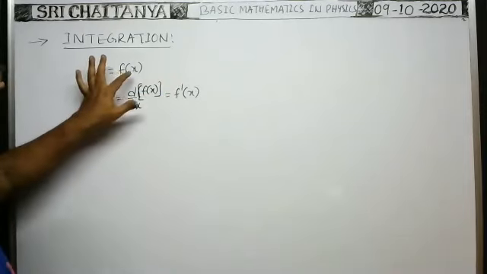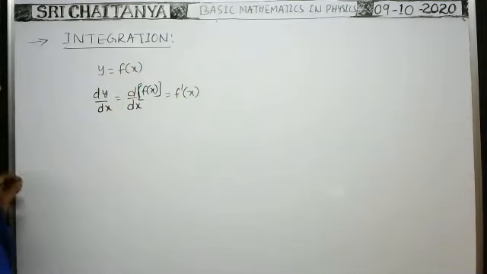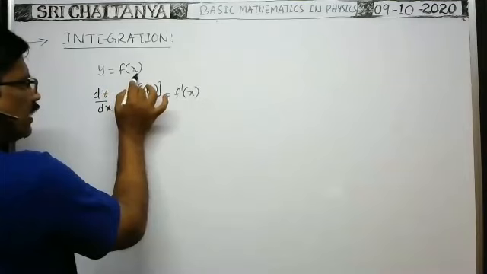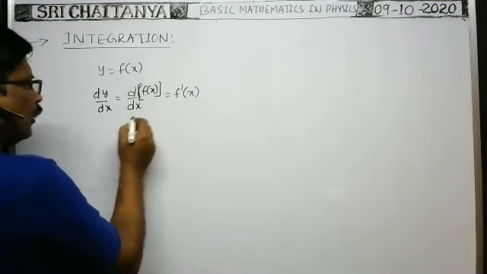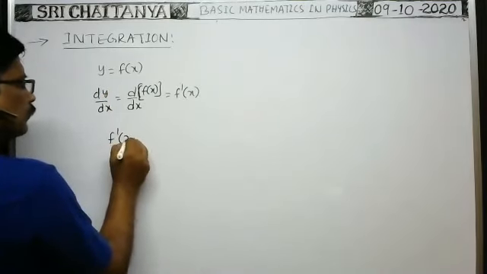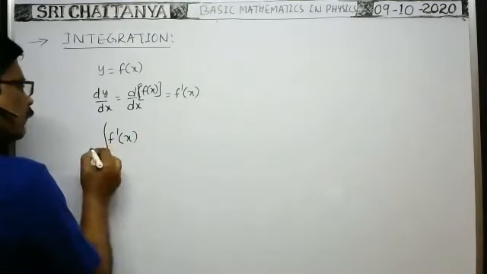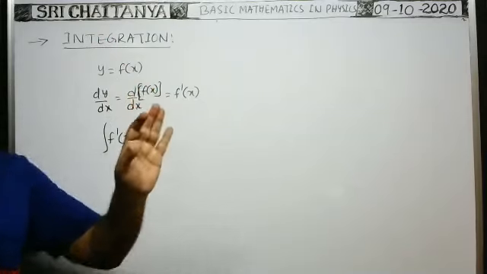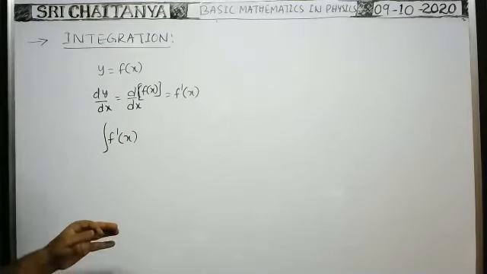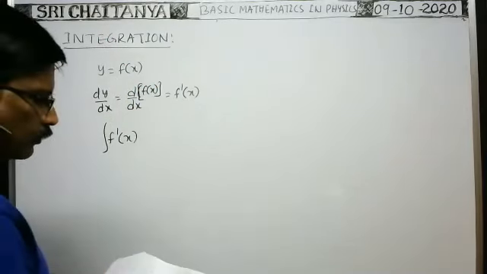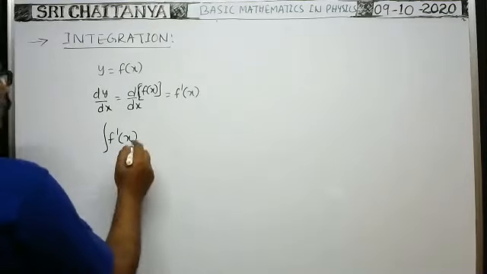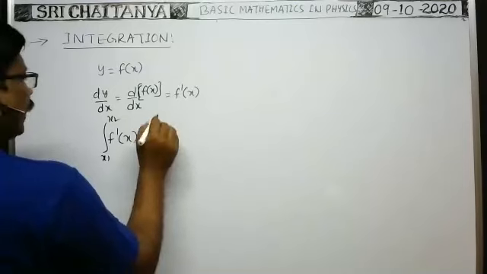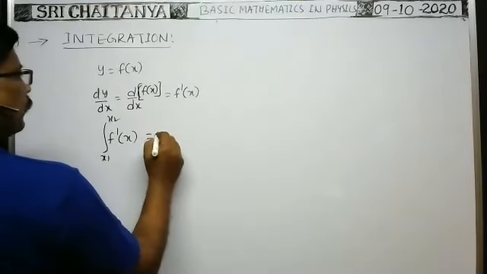Whatever value you get when you differentiate this function with respect to x, when you integrate that one between the limits x1 to x2, then you will get the value before differentiation, that means f of x.